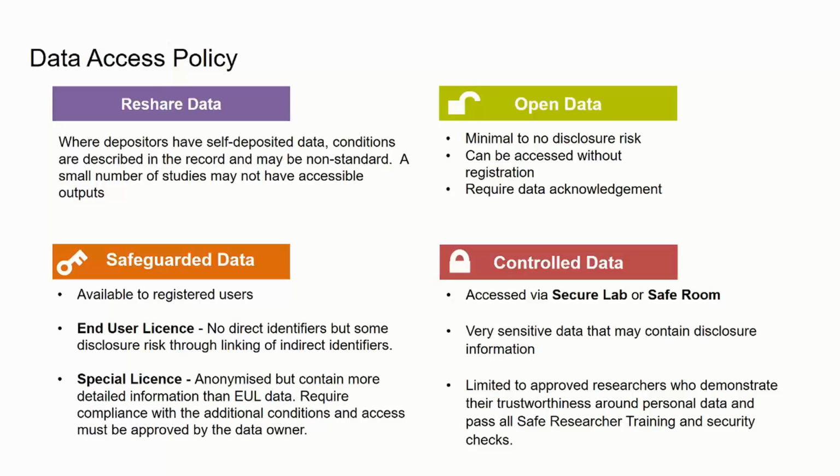Now, controlled data, like safeguarded data, contains a couple of levels. Secure access level, which can be accessed via our virtual secure lab, but requires an application to be completed, as well as a technical security setup. And safe room data, that contains data so sensitive it can only be accessed from our on-site safe room at the University of Essex. For both of these access levels, researchers are required to demonstrate their trustworthiness around personal data and pass security checks and training.